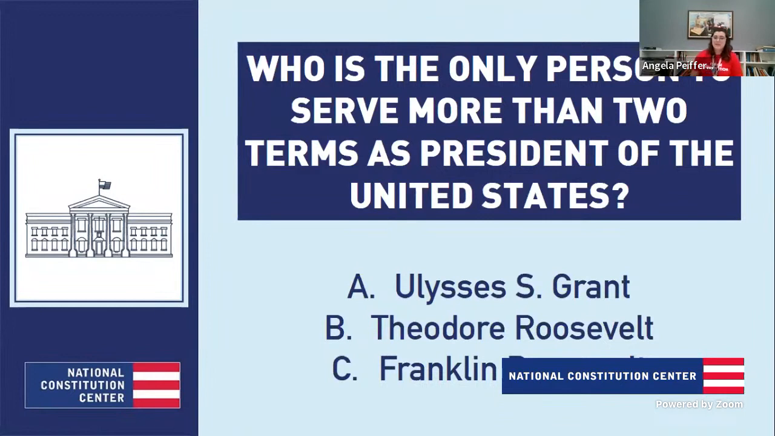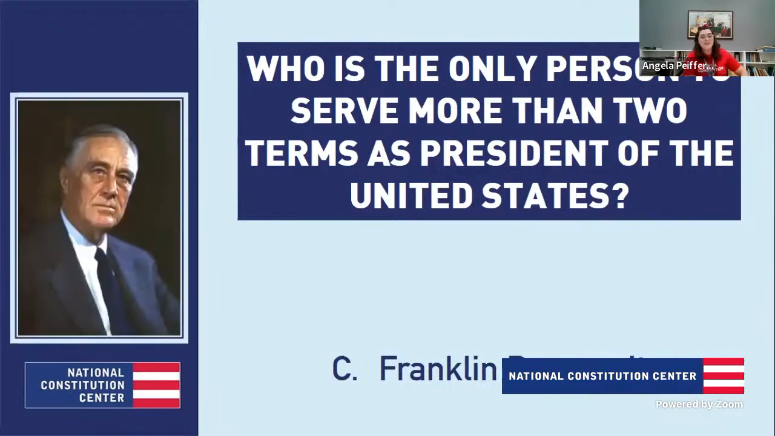So a lot of people think of the 2 terms as having been part of the Constitution, but actually it was not. It was just kind of a tradition that presidents had followed based on George Washington's example. But every president is going to serve 2 terms, or at maximum 2 terms, until we get up to this man, C, Franklin Roosevelt, who would actually be elected to 4 terms. And it's after he's elected to his 4th term that we get the 22nd Amendment to the Constitution, which is going to officially establish that presidents can only serve a maximum of 2 terms.